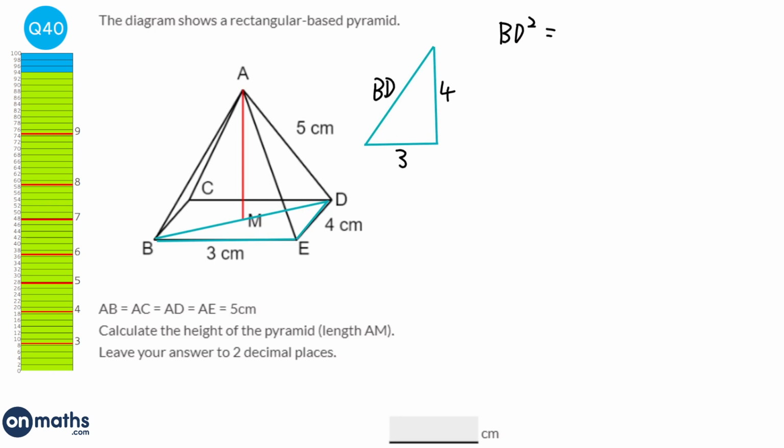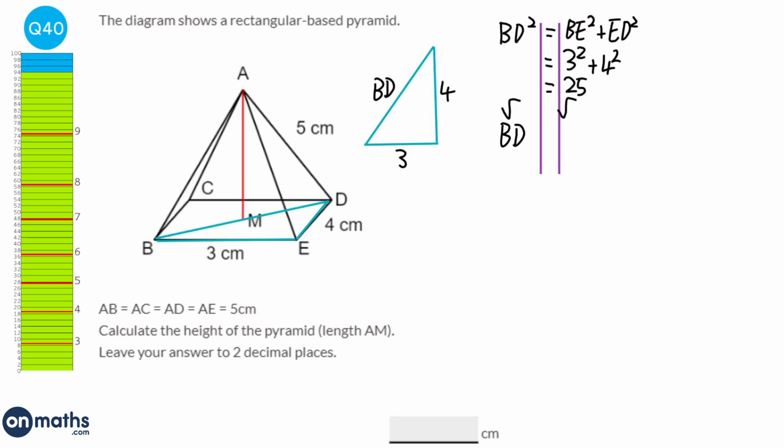So we've got BD squared equals BE squared plus ED squared. Get our little tram lines in. Okay, so BE is 3, so it's going to be 3 squared plus 4 squared, and that's going to equal 25. Square root both sides, and we've got BD is equal to square root of 25, which is just 5.